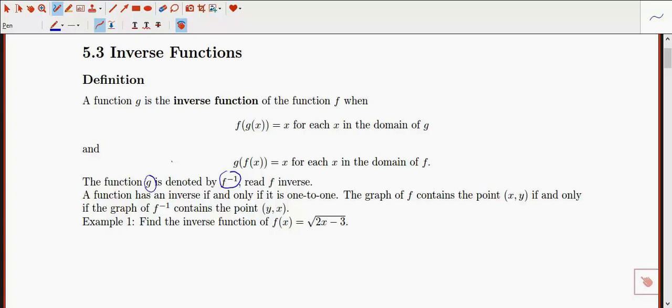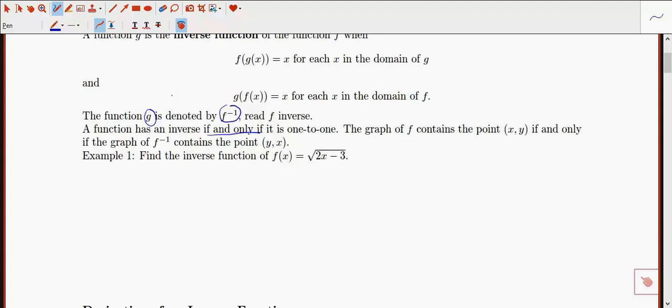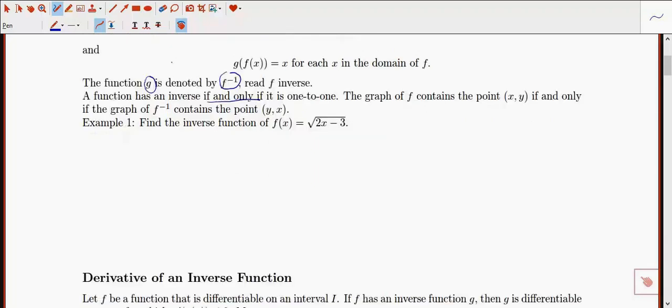A function has an inverse if and only if it is 1 to 1. The graph of f contains the point (x, y) if and only if the graph of f inverse contains the point (y, x). So these are the basic knowledge that we know about an inverse function. Let's review how we can find an inverse function.